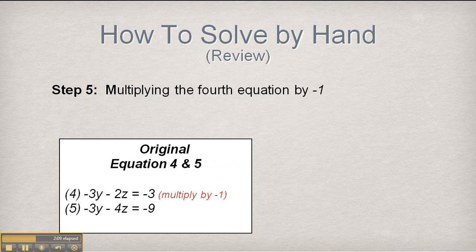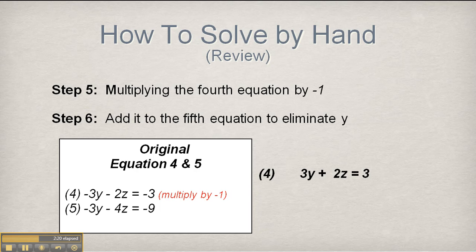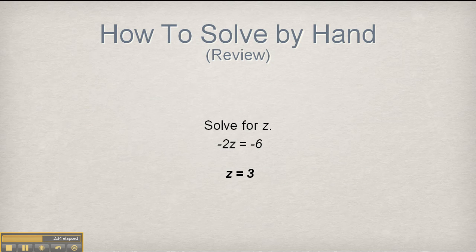All right, now we're switching gears and we're going to take equations 4 and 5 that we just created. We're going to take the fourth one and multiply it by -1, which results in that. And we're going to add it to the fifth equation to eliminate the y variable. When we add those together, the y variable disappears, and now we just have one single variable, z, which we want to solve for. When we divide both sides by -2, we get z equals 3.